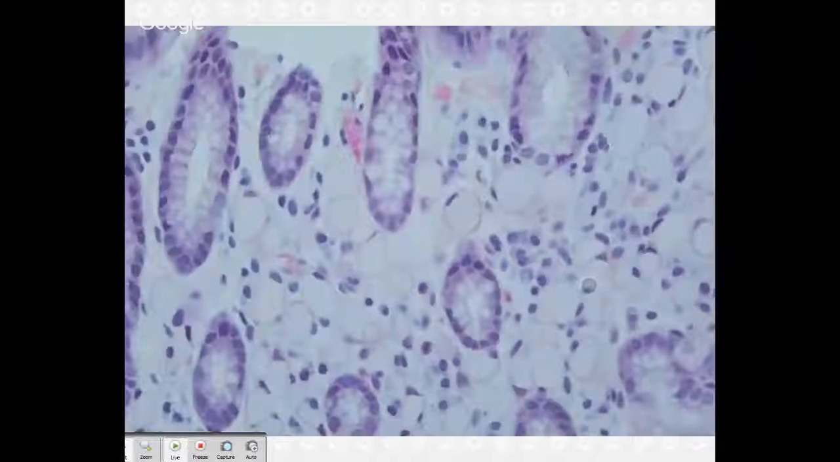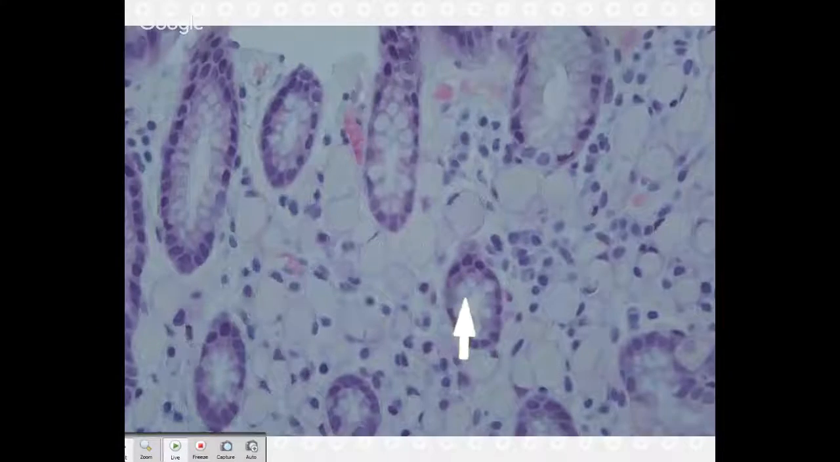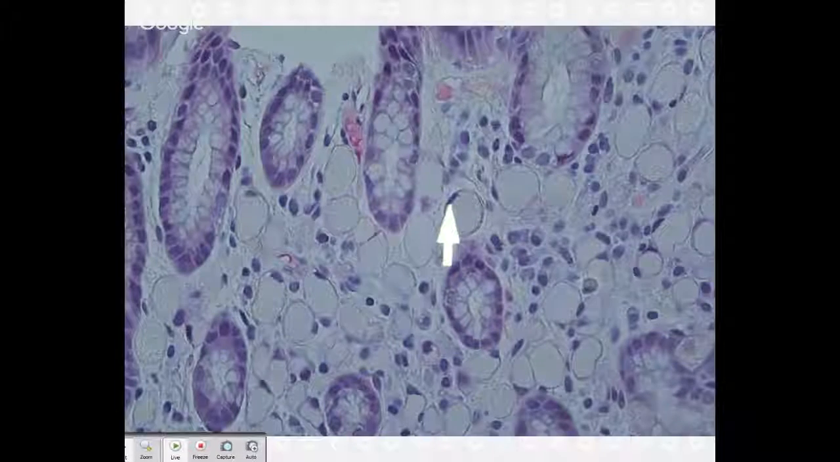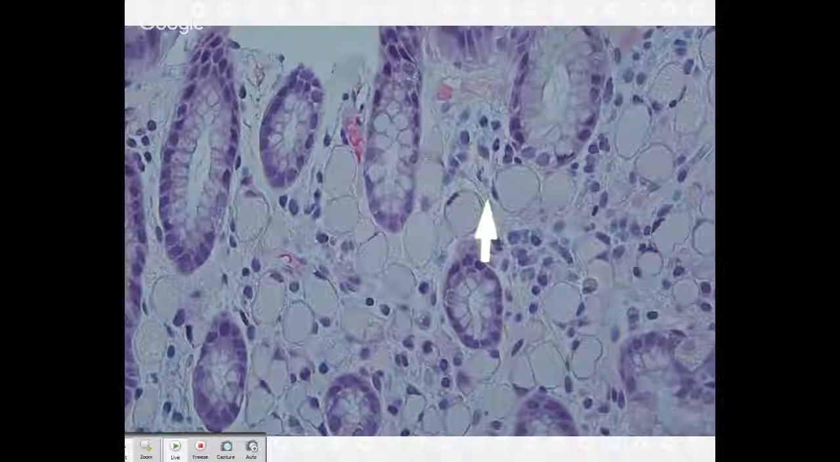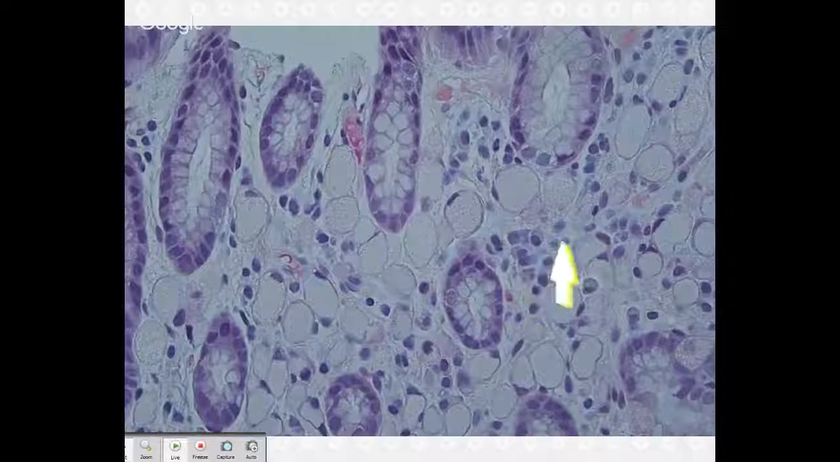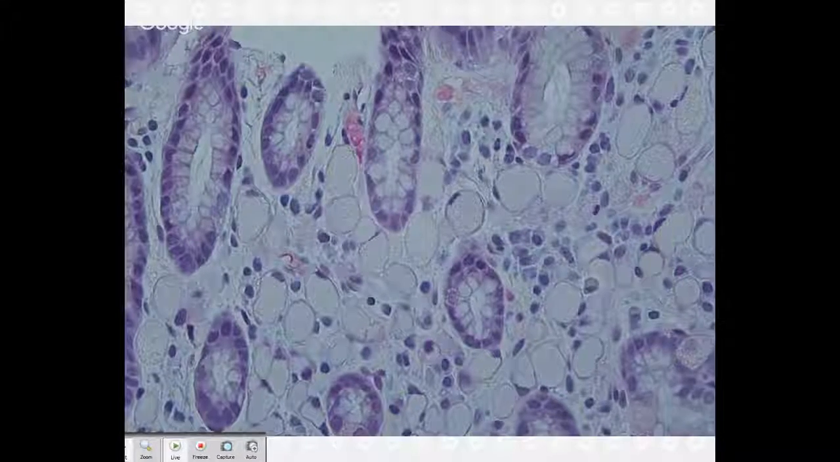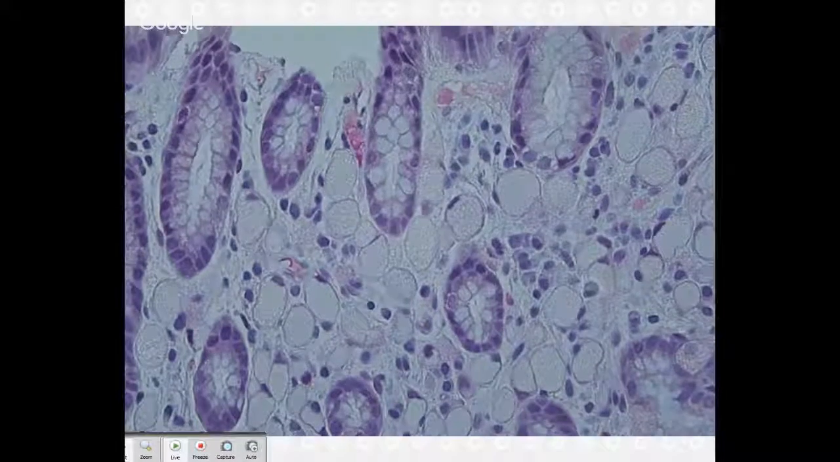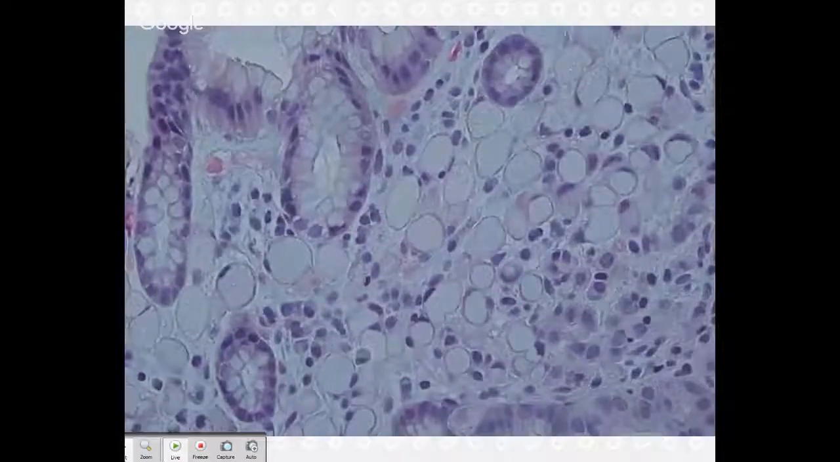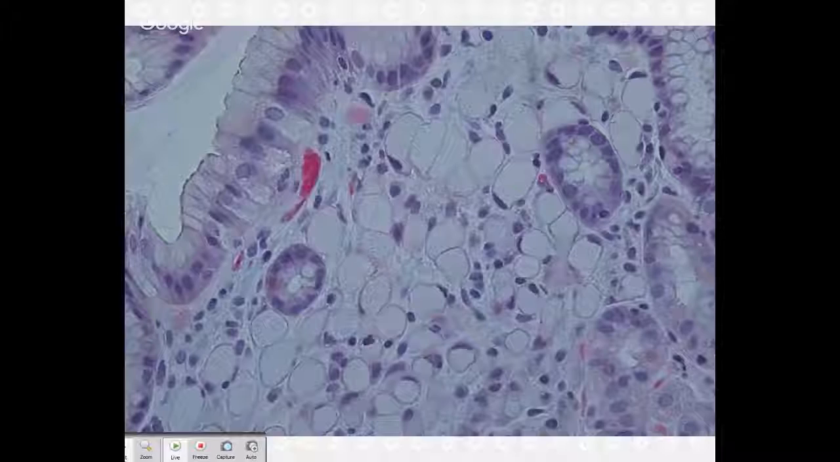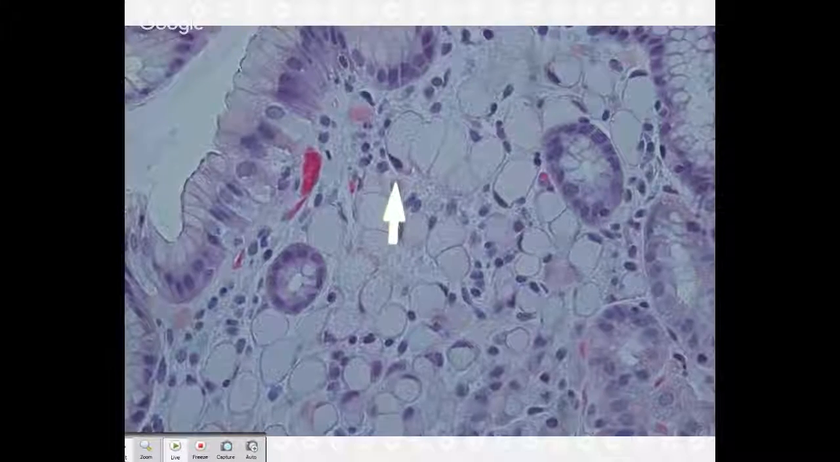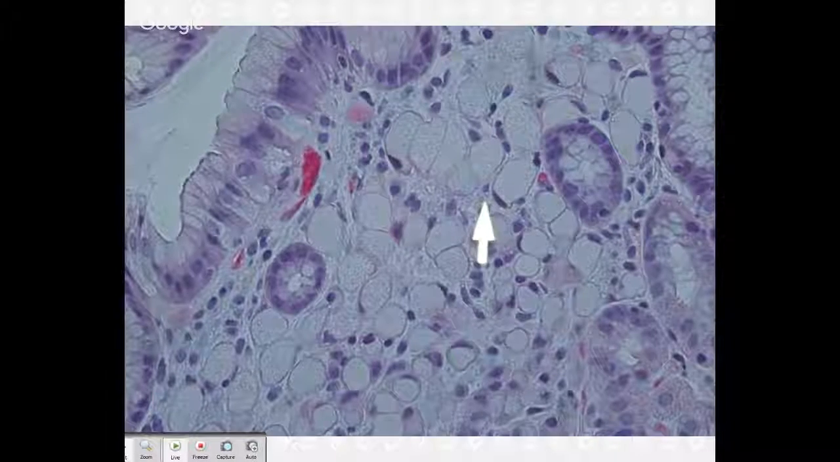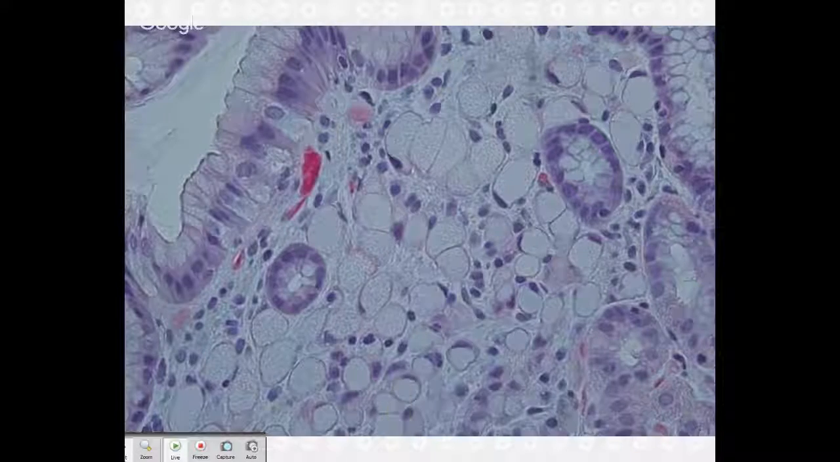These guys have the real nuclei that are shoved over to the side, expanded by this mucin vacuole. And I know they're showing up all right on the screen. So these are real. You could do a CD68, but it would be negative. I mean, that guy, that's a dark, shoved-to-the-side nucleus. These are signet ring cells.